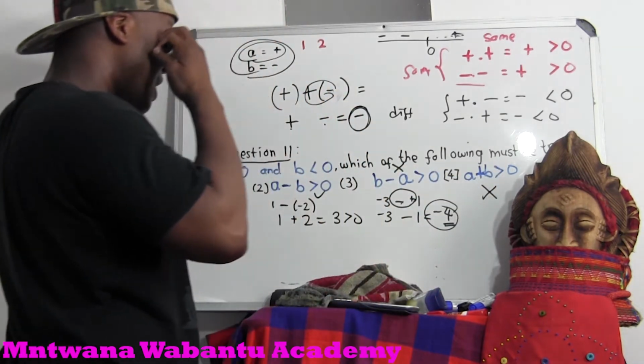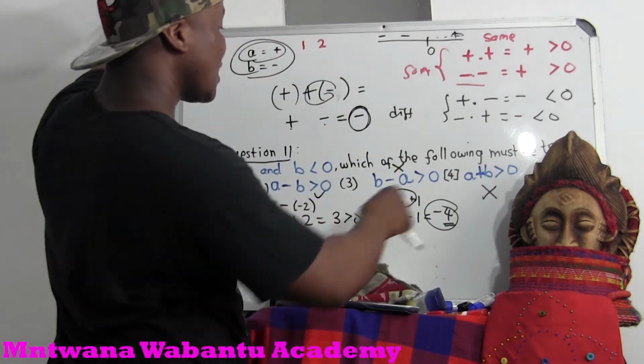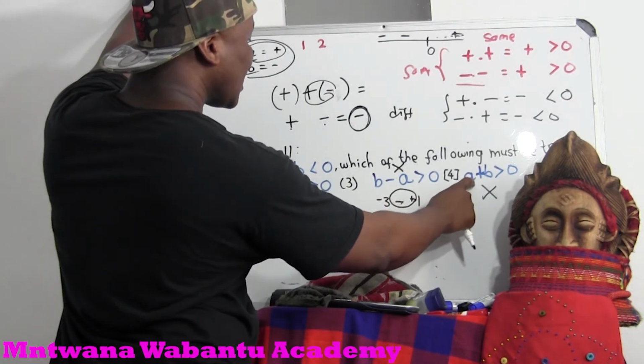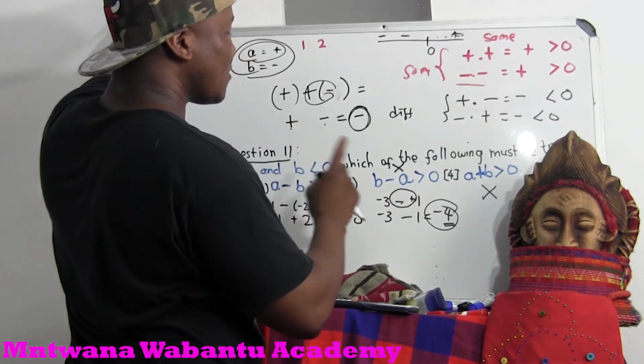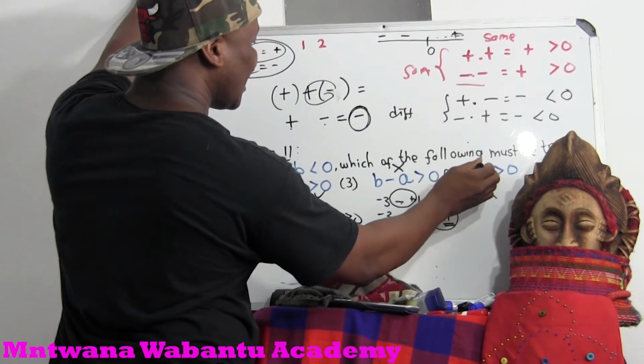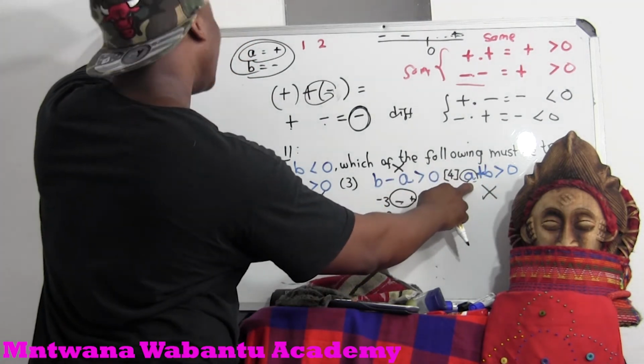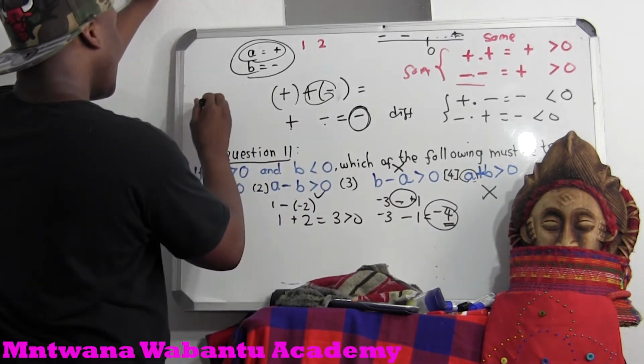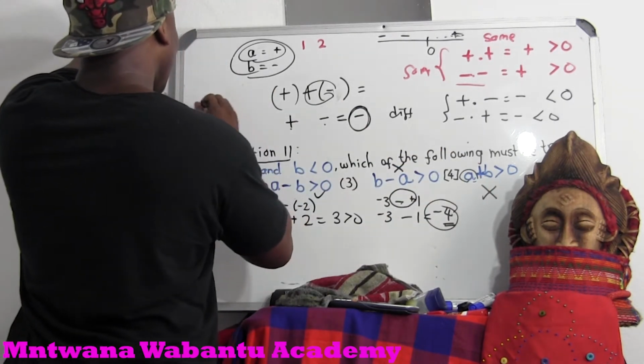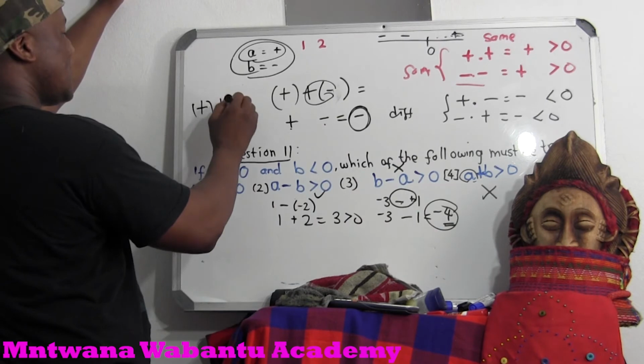You can even test, let's say plug in some values. I don't think that's a good way. The best way here is just to work with the positive and negative. You know what I'm saying? Just like I said, a is a positive number, plus b. What is b? B is negative.